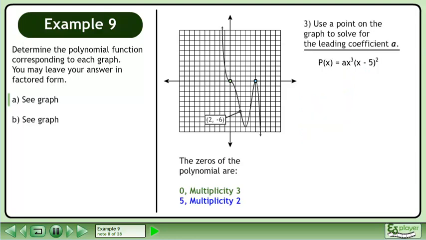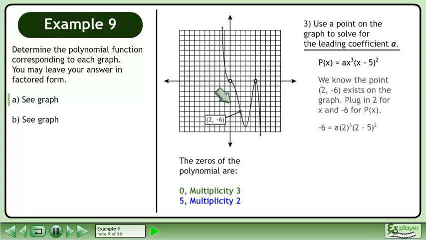Now use a point on the graph to solve for the leading coefficient a. We know the point 2, negative 6 exists on the graph. Plug in 2 for x and negative 6 for p of x. This gives us the equation negative 6 equals a times 2 cubed times 2 minus 5 squared.